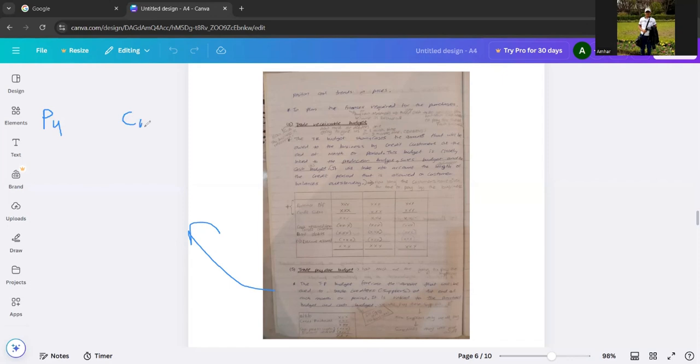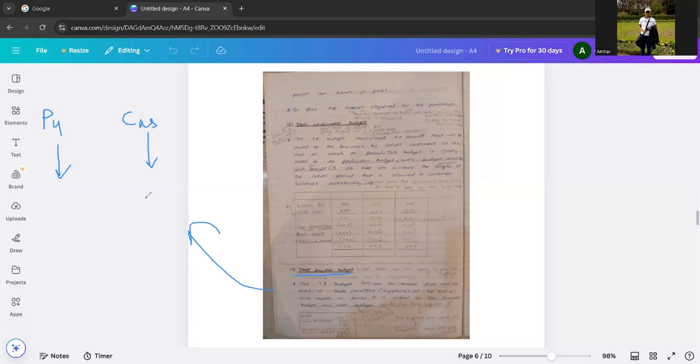Do you know how it is linked? Whatever you know, you can tell me. How the purchase budget and cash budget are linked with the trade payables budget.